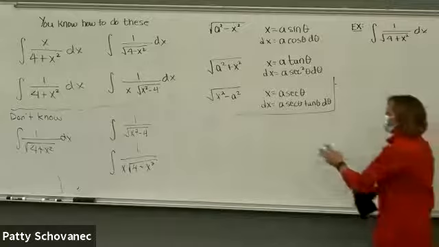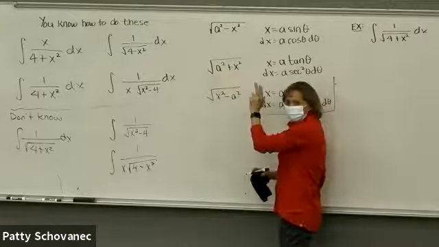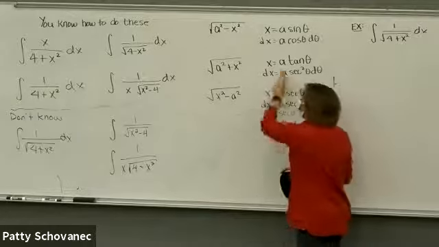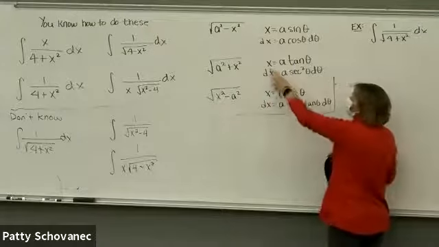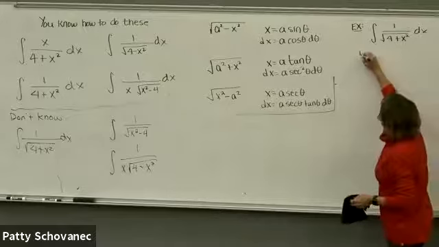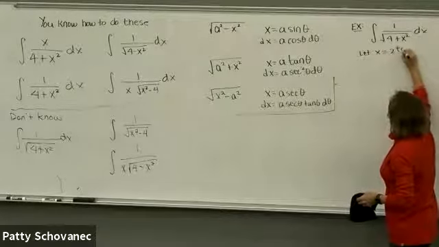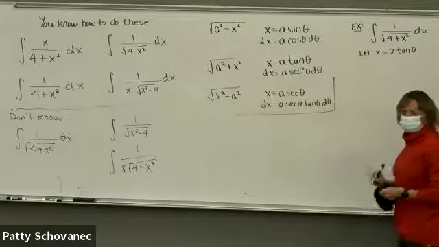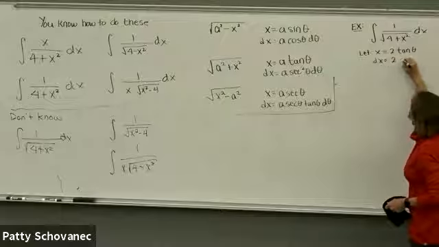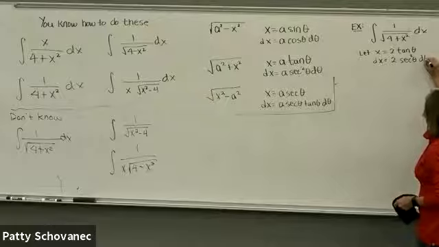So that's this case. Number squared plus a variable squared. The order doesn't matter when it's plus. So here my a squared is 4. So a is going to be 2. We're going to replace x with 2 times tangent of theta. Now to replace the dx, we take the derivative there. So we get 2 times the secant squared of theta d theta.